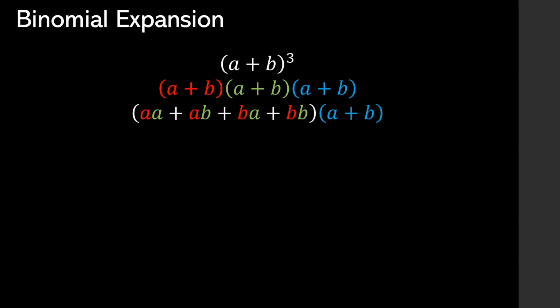So if you were going to multiply everything out, you'd probably do the red A times the green A, the red A times the green B, the red B times the green A, and the red B times the green B. So we'd multiply that all out. And then what would you do next?